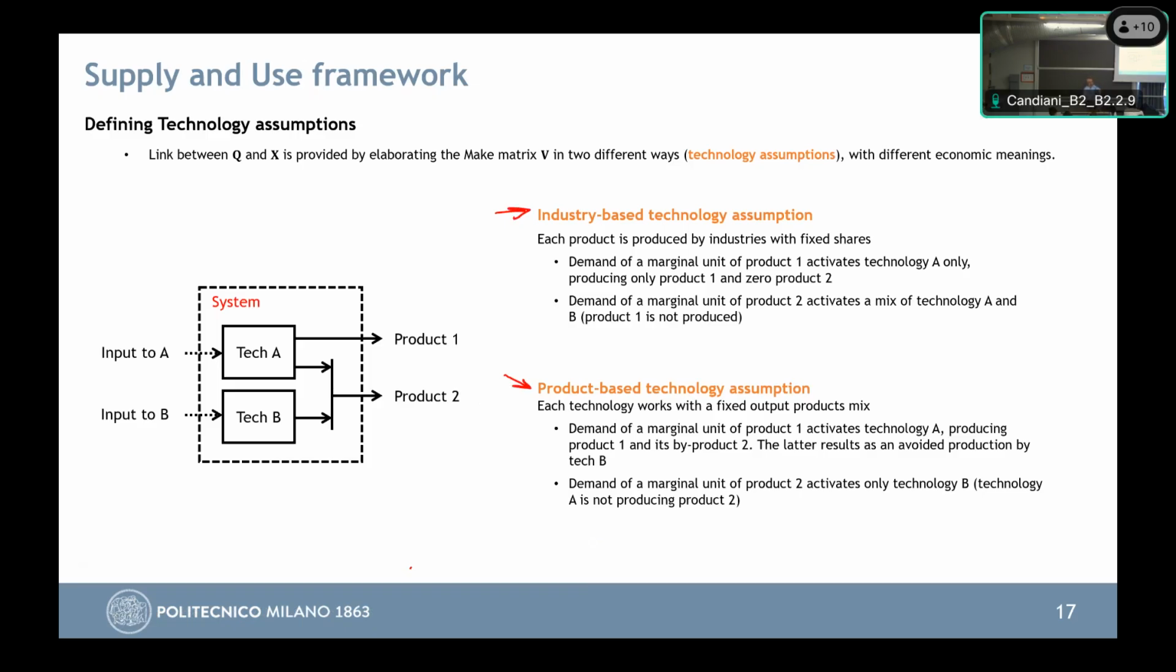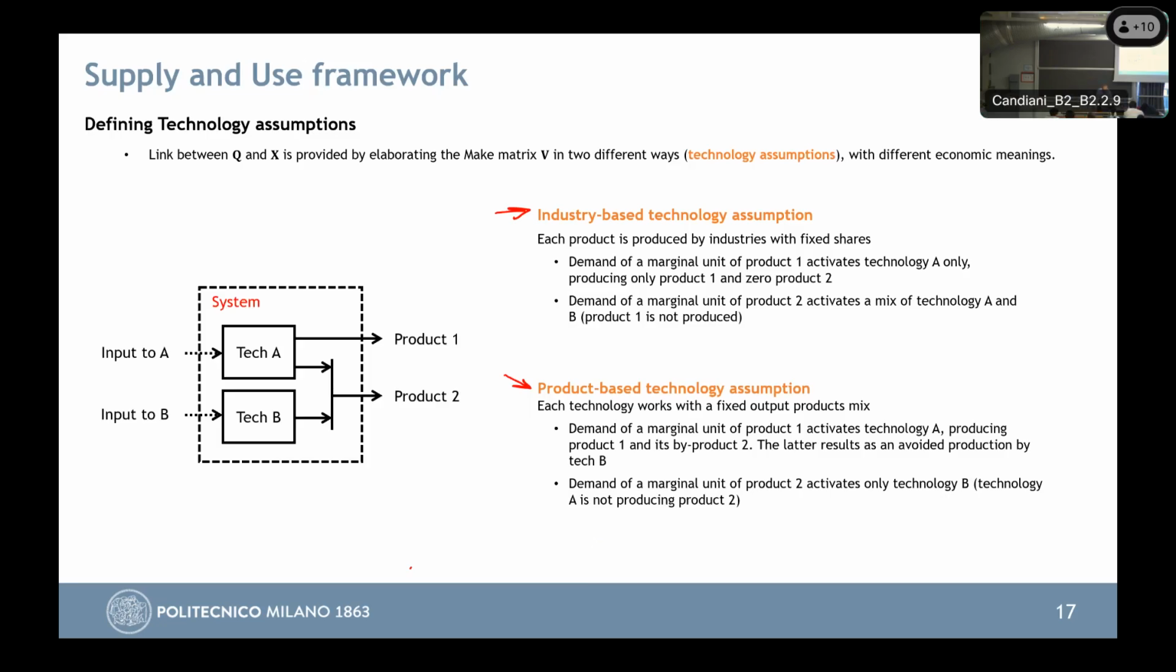So we have on one hand the so-called industry-based technology assumption, and this means that, long story short, each product is produced with a defined and fixed mix of technologies. If I'm asking for an extra unit of heat, then this heat will be produced by all the technologies that are producing heat either as primary or secondary product with fixed shares.